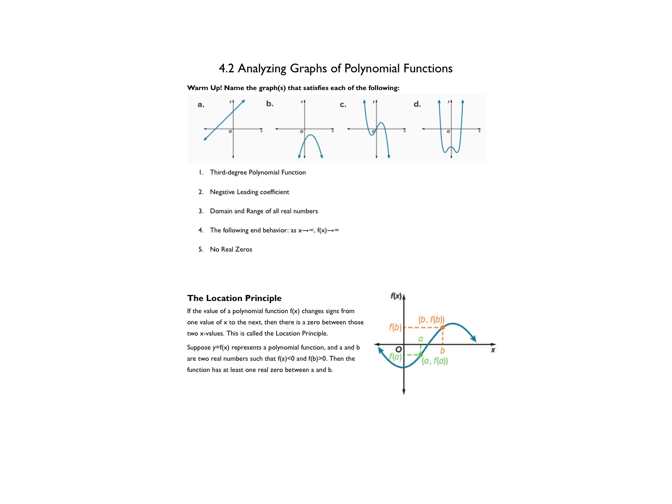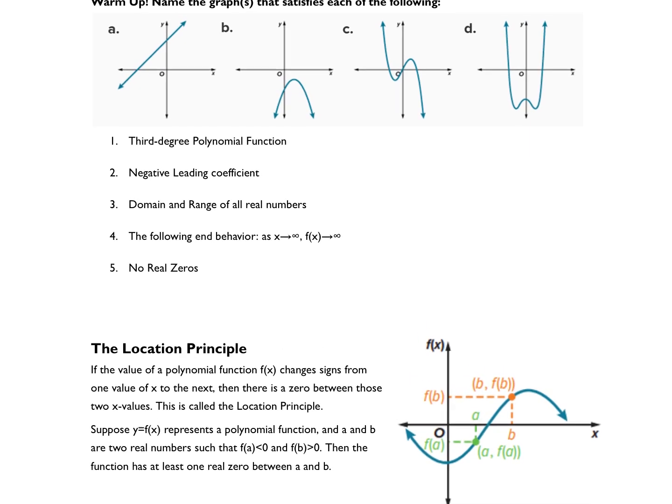All right, today we're going to look at lesson 4.2, how to analyze the graphs of polynomial functions. We're going to start with the warm-up. We're looking first of all at a third-degree polynomial function. That is, of course, letter C.